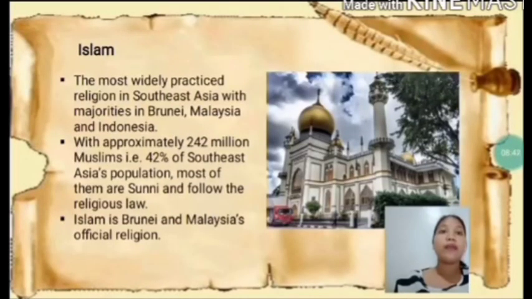Islam is the most widely practiced religion in Southeast Asia, with majorities in Brunei, Malaysia, and Indonesia, with approximately 42 million Muslims, i.e. 42% of Southeast Asia's population. Most of them are Sunni and follow the religious law. Islam is Brunei's and Malaysia's official religion. Islam arrived in Southeast Asia around the 13th century, long after Hinduism and Buddhism.